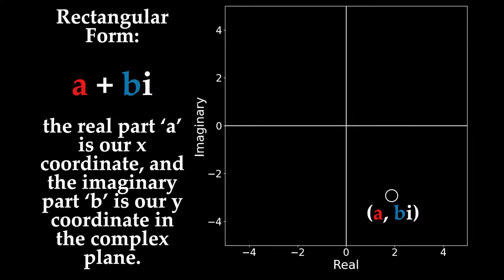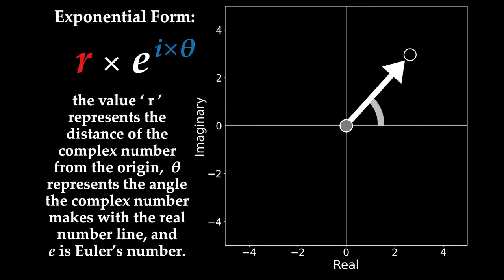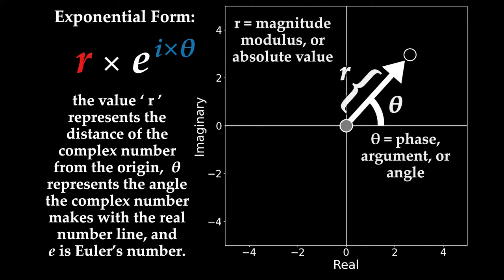A second way we can represent a complex number is using exponential form. Any complex number can be written in the form r times e to the power of i times theta. It's not really obvious why e would show up here, so I've included a link in the description to a proof of why a complex number can be written like this.